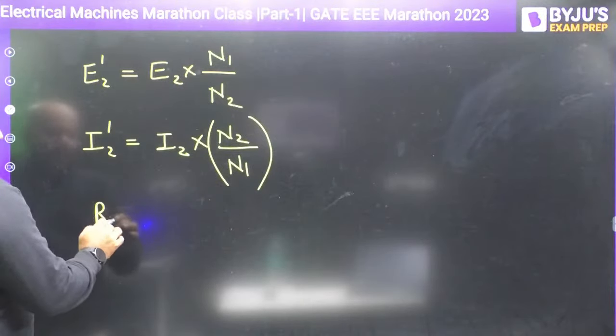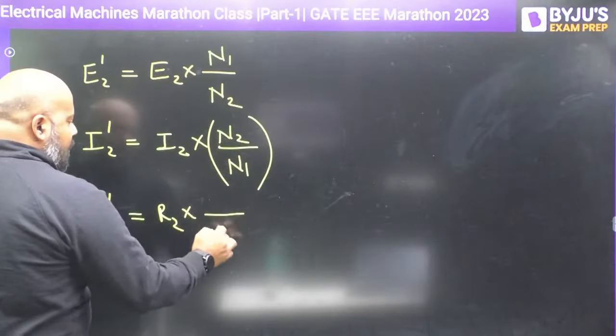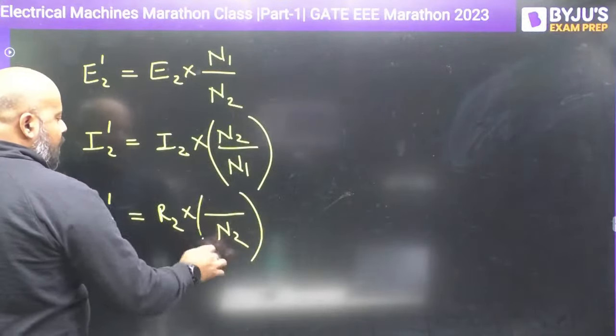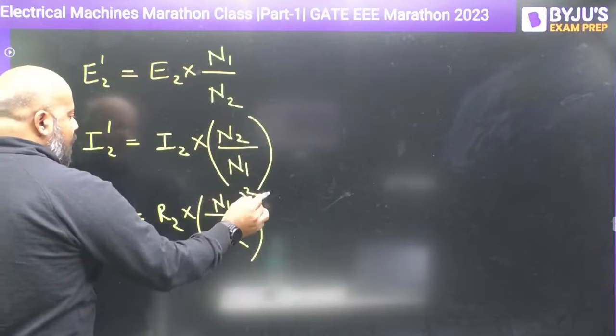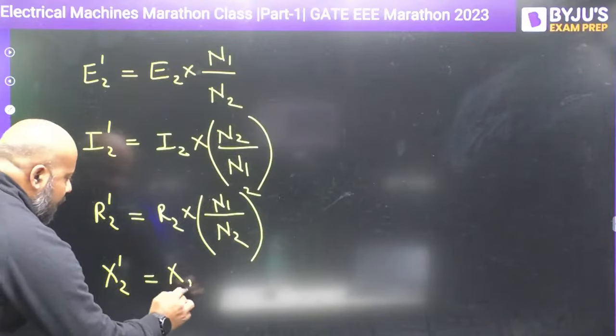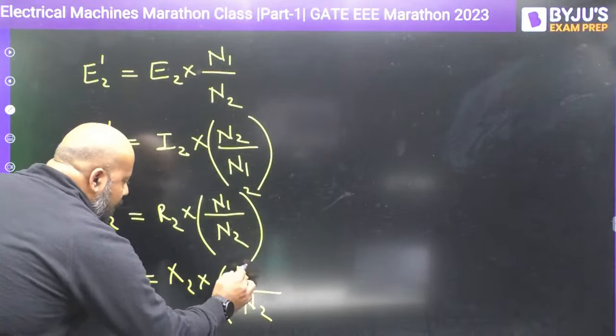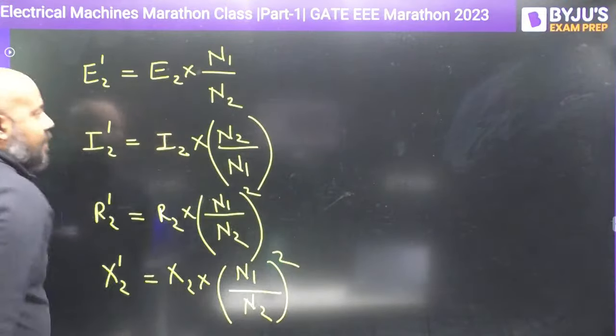How are you writing R2 dash? It is going to be R2, and from where you are coming, the secondary side, N2, to where you are going, the primary side, N1, do the square. X2 dash, from where you are coming, the secondary side, to where you are going, the primary side, do the square.